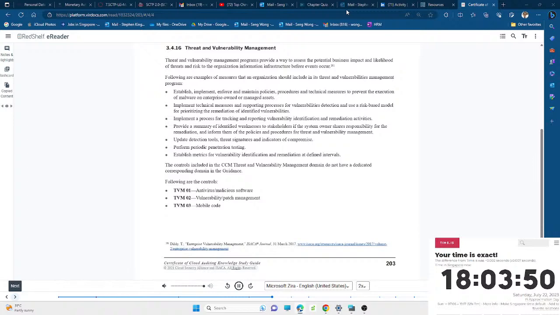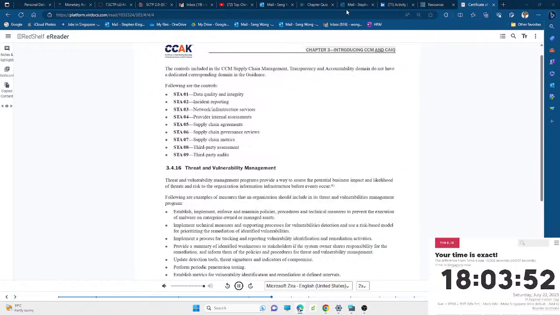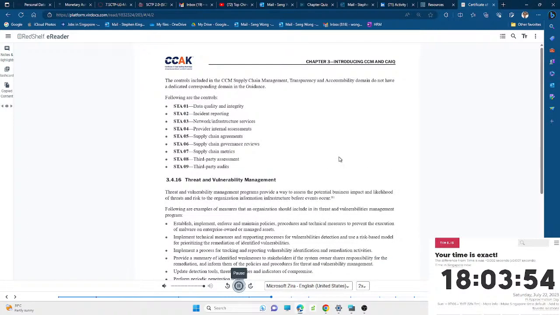All rights reserved. Chapter 3, Introducing CCM and CAIQ. Image with the following description, image for page with label 203.